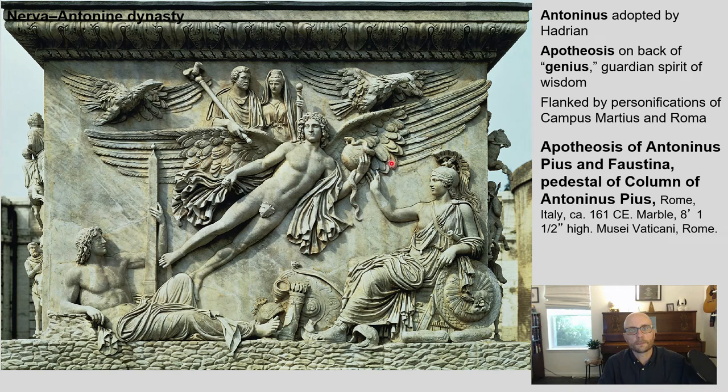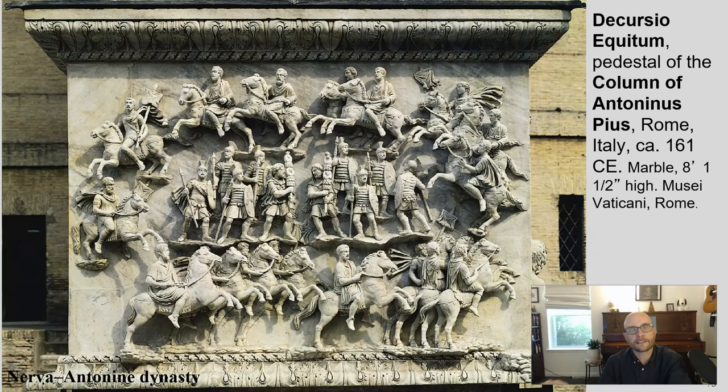You can see the Greek tradition here. You can see the young, beautiful bodies. You can see the realism. You get an idea that these are both pretty accurate portraits of the emperor and his wife, and it's all fairly typical. But on the other side of the column, something really interesting and different is going on.